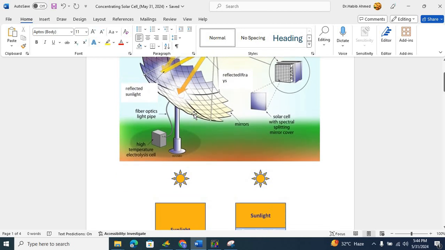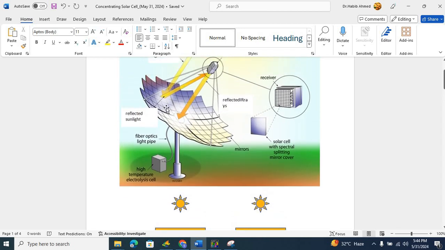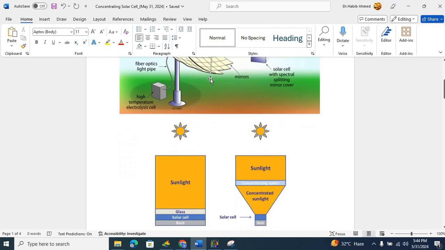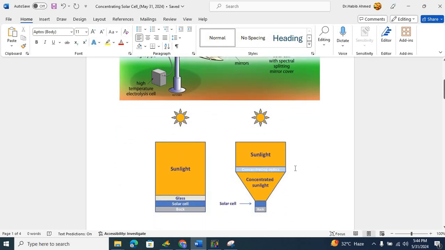So here are the two configurations. One of them is using mirrors in order to focus the sunlight onto the solar cell, and the other one is using a lens in order to focus the sunlight onto the solar cell over here.